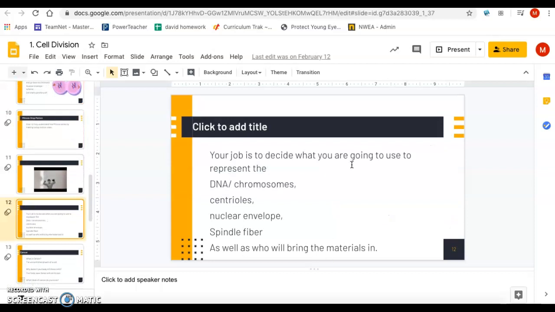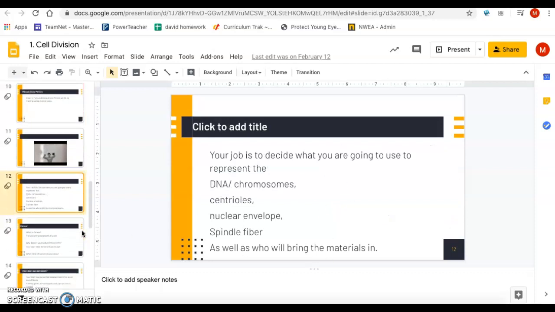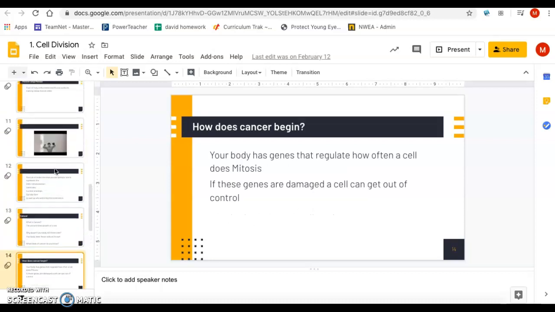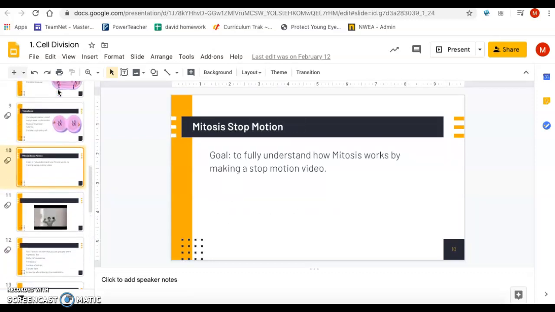This gets into doing these. Oop, nope, that's cancer. Yeah, I guess it's this one right here. Yep. Mitosis stop motion. Sorry about that.